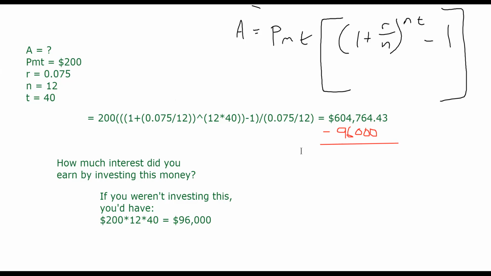And so you'll end up with, what is that? $506,764.43 earned in interest. I probably have my math wrong. Hold on. I think it's 498. No.